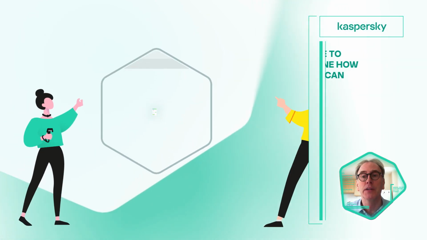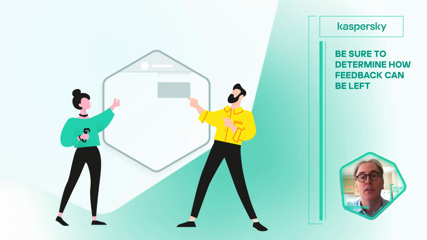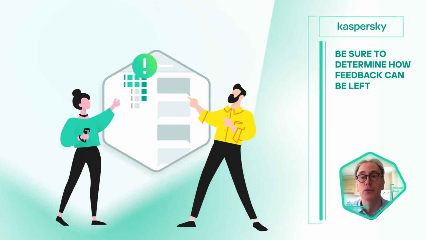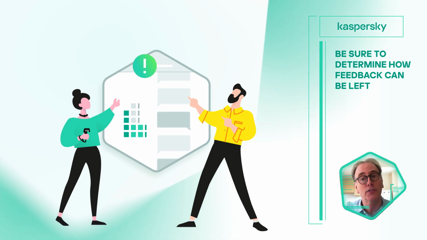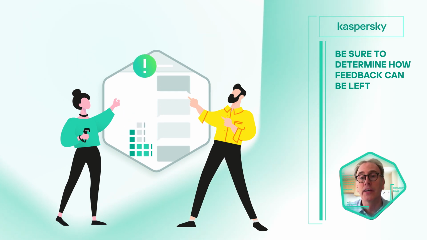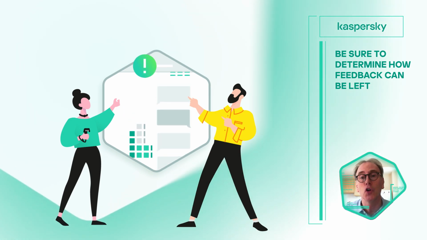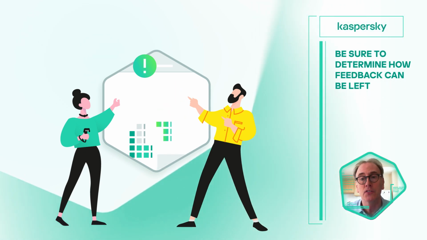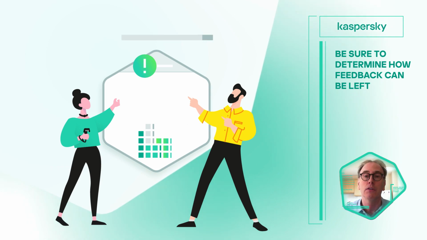Be sure to determine how feedback can be left. The comments and wishes of those participating in the educational process are important. You need to consider not just the opinion of the students, but their parents, as well as your colleagues. Synchronizing the activities and thoughts of all participants involved in the educational process will help you construct an effective course.